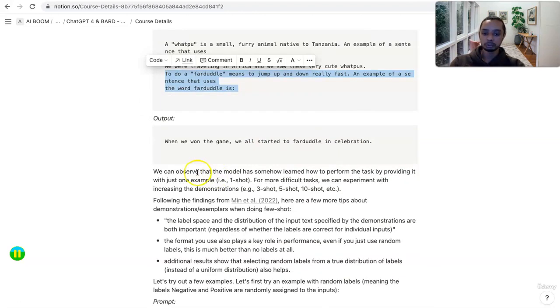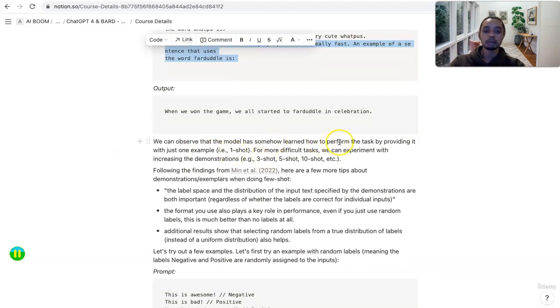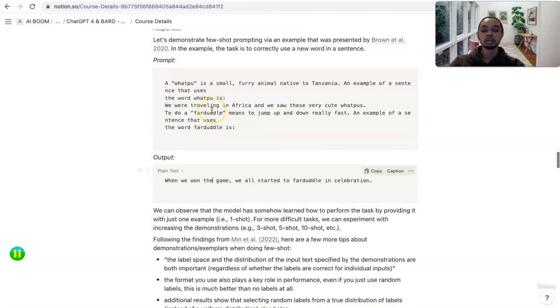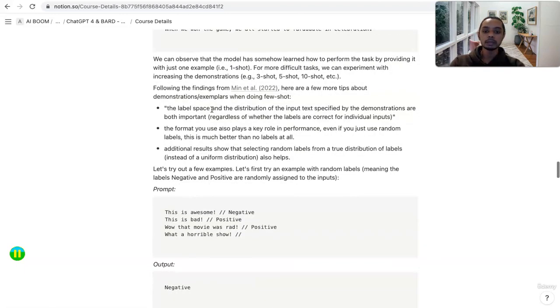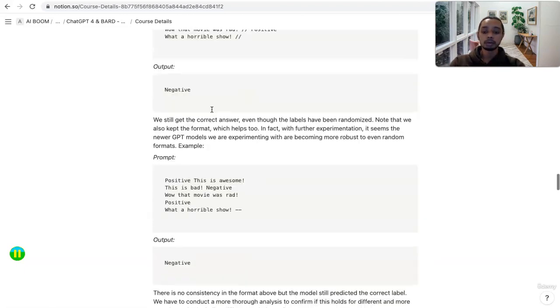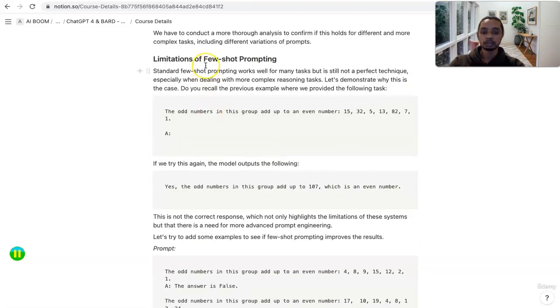Now it could be multiple shot too. We can observe the model has somehow learned how to perform the task by providing it with just one example, one shot. For more difficult tasks, we can experiment with increasing the demonstrations: 3 shot, 5 shot, or 10 shot. So in this way, by providing similar examples, ChatGPT or Bard can do a much better job in understanding the context and how the question and answer are related to each other and then solve the problem accordingly. Now there are some drawbacks for zero shot prompting as well. What is the limitation of few shot or zero shot prompting?